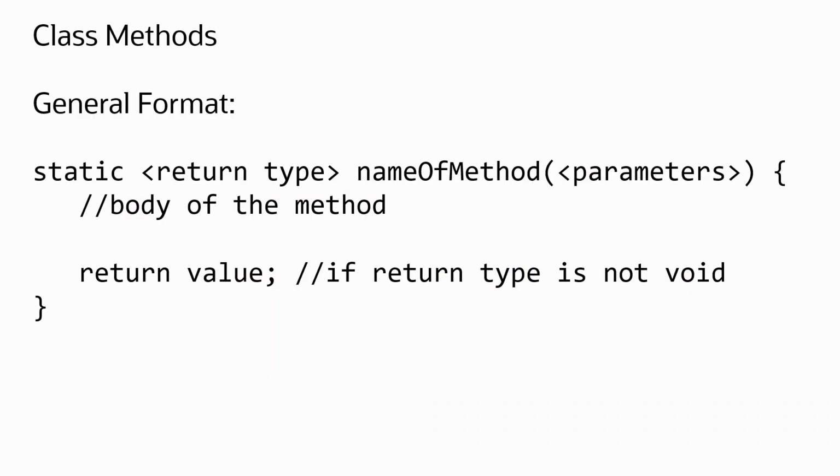The general format looks like this. We have the keyword static followed by the return type, the name of the method, and the parameters.